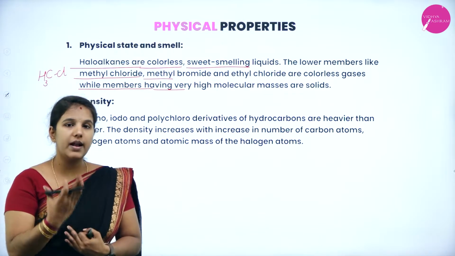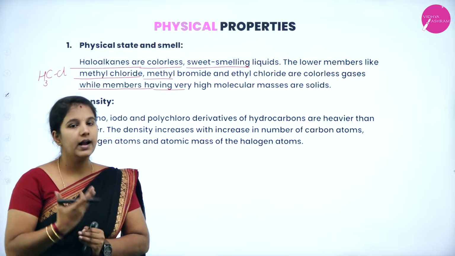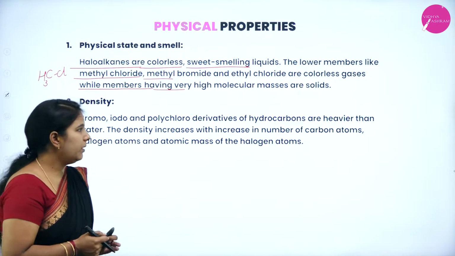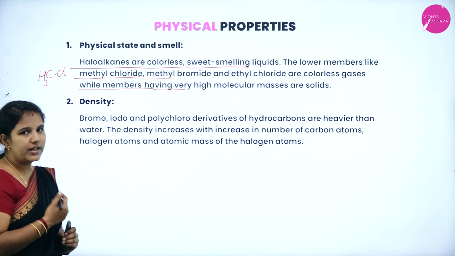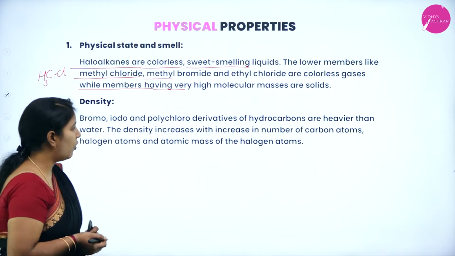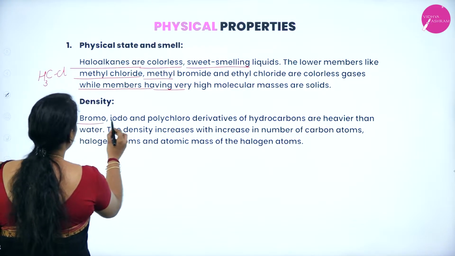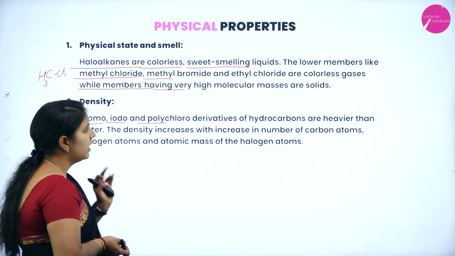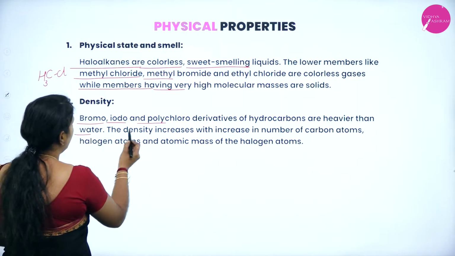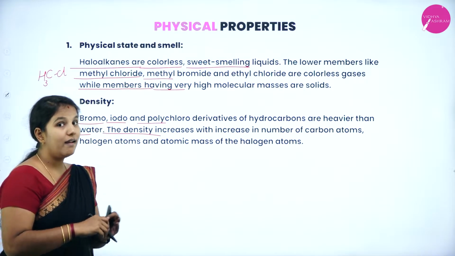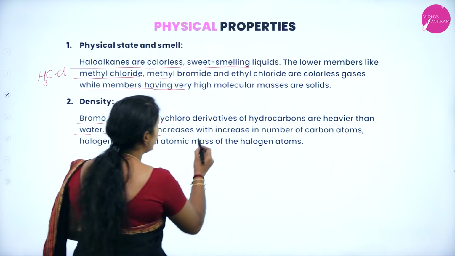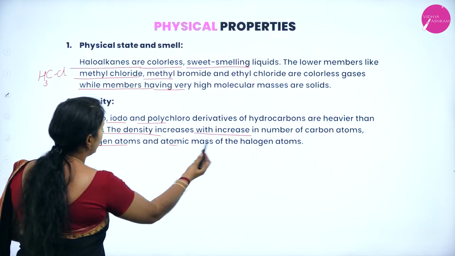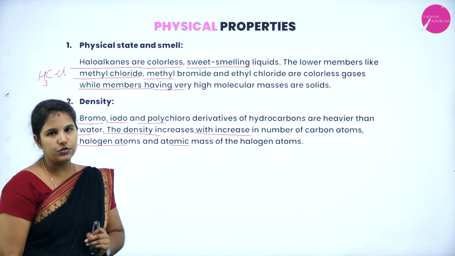As the number of carbon atoms increases in the chain, the forces become very strong, hence it behaves like a solid. Coming to density, we know that density is nothing but mass by volume, right? So, the bromo, iodo and polychloro derivatives of hydrocarbons are heavier than water, and the density increases with increasing number of carbon atoms, halogen atoms and atomic mass of the halogen atom.